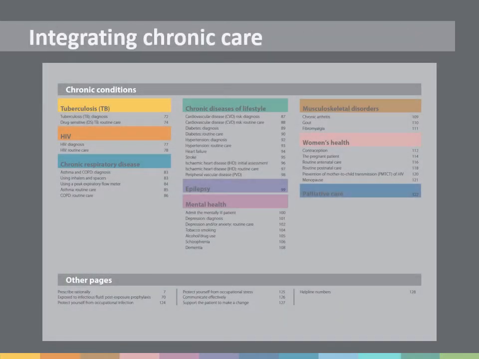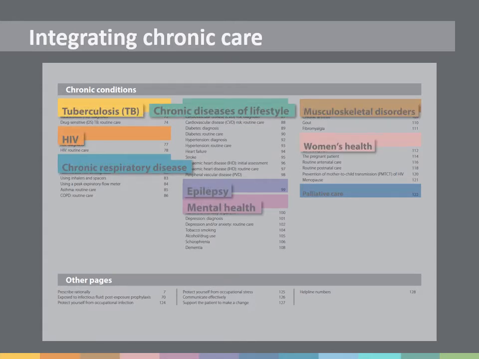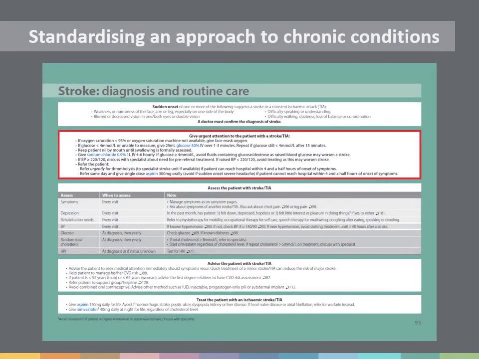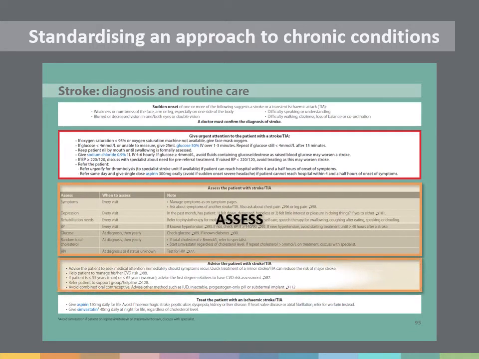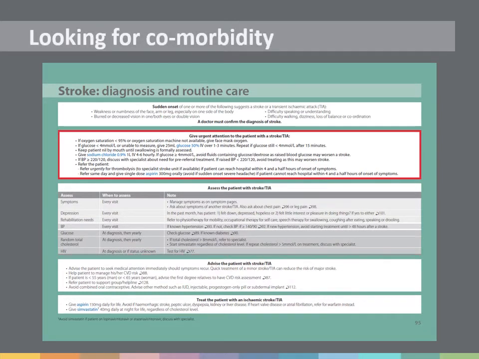The second half of the PAC guide contains common chronic conditions that require ongoing routine care at primary level. Each chronic condition page uses a standardized checklist format of assess, advise, and treat, which helps the clinician to structure their consultation. And once again, it uses the opportunity to identify common comorbidities.